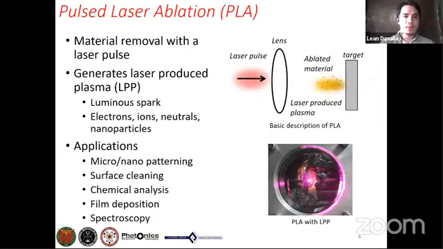Now, allow me to focus first on pulsed laser ablation. This is a technique wherein a portion of the material is removed from the surface, and this removal is accompanied by the generation of a luminous plasma plume, as shown in this figure. This is a useful technique in many areas, such as surface patterning and in some chemical analysis.